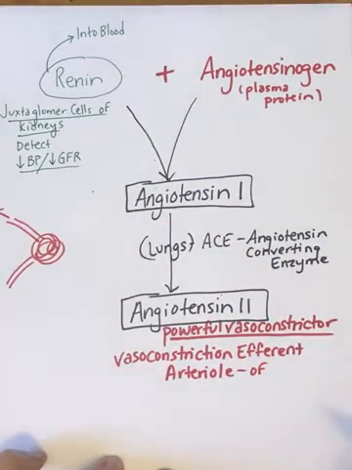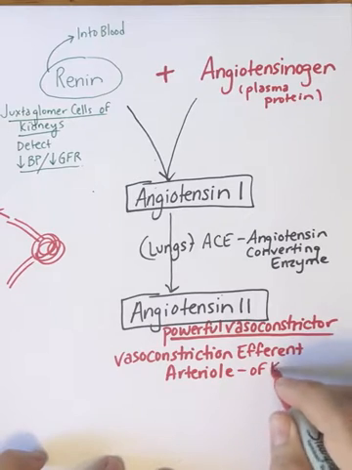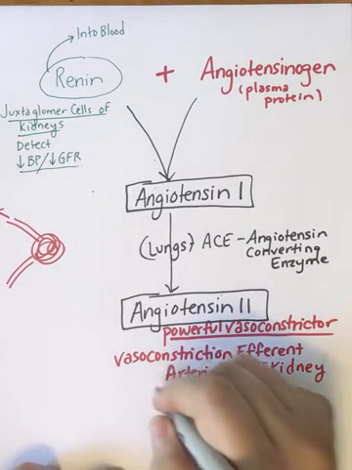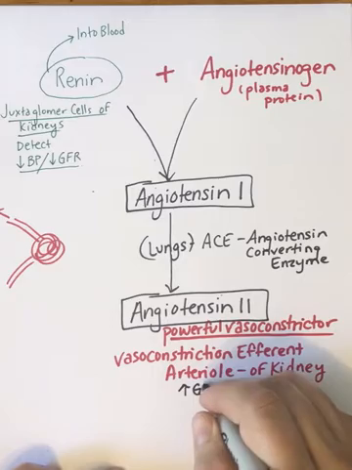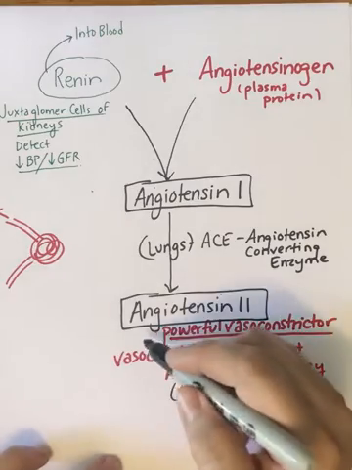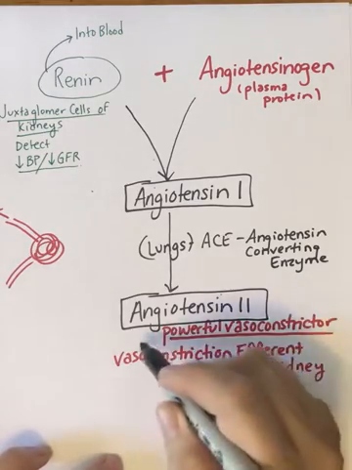Literally, it's a powerful vasoconstrictor of the efferent arteriole of the kidney. Now, when you vasoconstrict the efferent arteriole, you're automatically going to increase the GFR. So this increases the GFR inside of the kidney, so we have more filtrate. Now, keep going. Angiotensin, this is what it does to the kidneys.